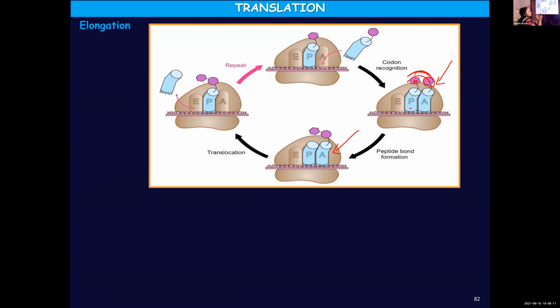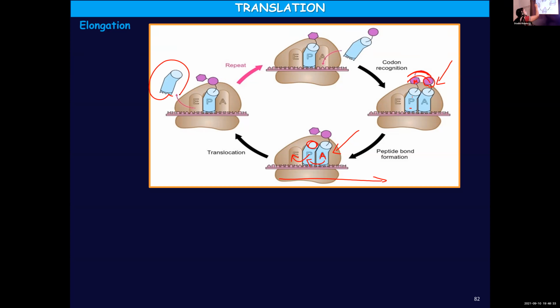And then the ribosome will be moving along the messenger RNA, so the positions will change. The one which is present at the A site will reach the P site. The one present at the P site will reach the E site. And the one at the E site does not have any amino acid, so that will be leaving from the E site.